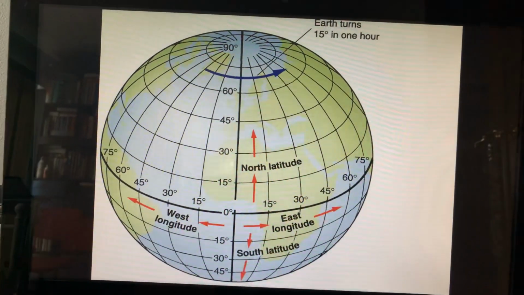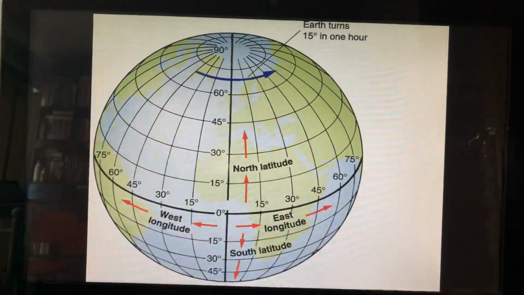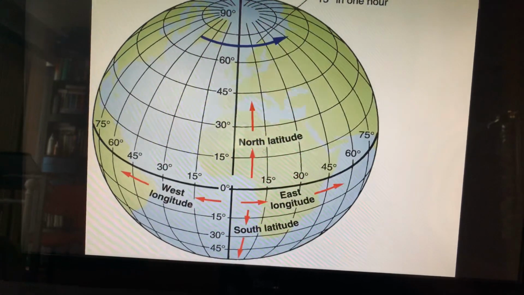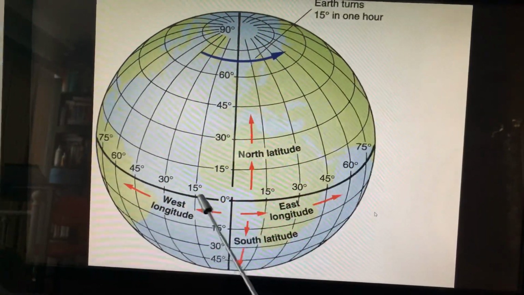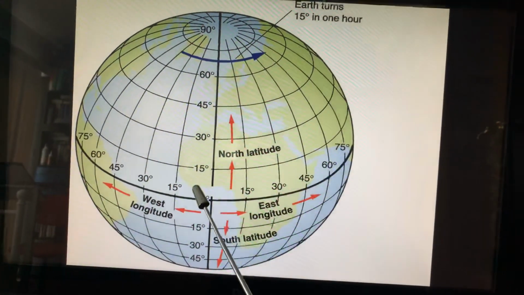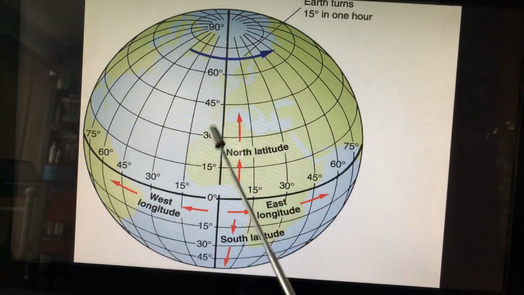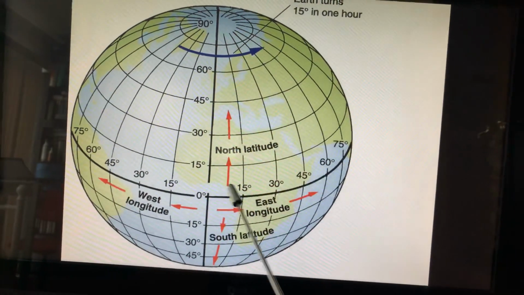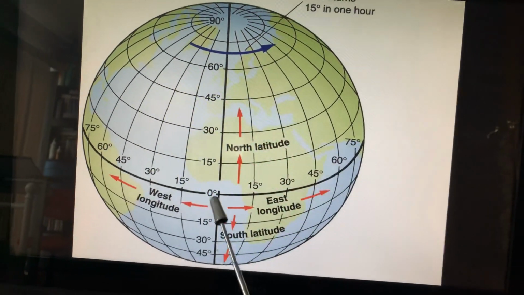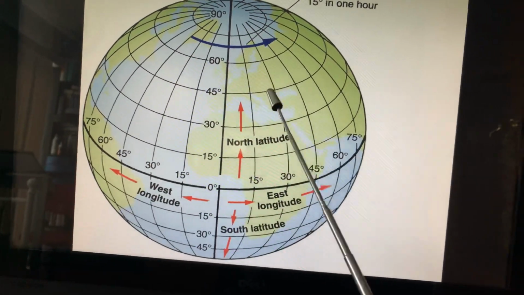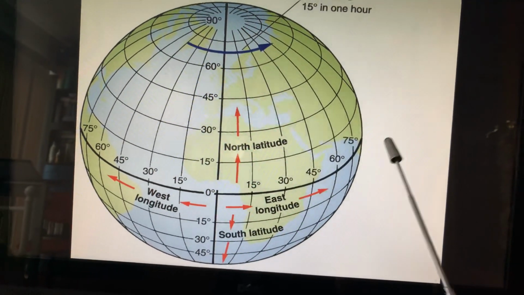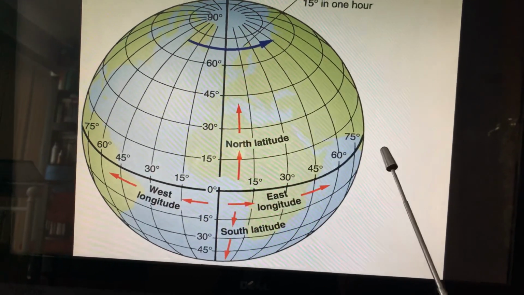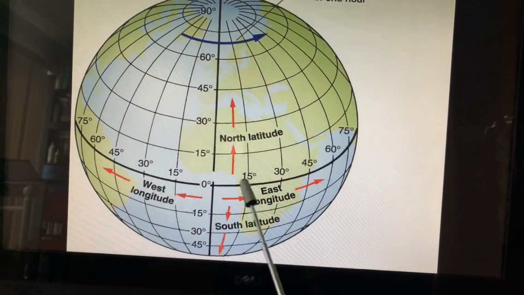The horizontal lines are circles around the globe, and as you see here, in the middle of the globe, this is the equator, 0 degrees. All the lines have numbers, and the equator is the largest circle, which divides Earth into two equal halves, the northern and the southern hemisphere. So this is the first coordinate, and this is the starting point of measuring latitude.